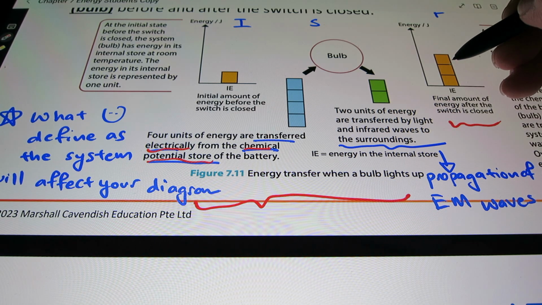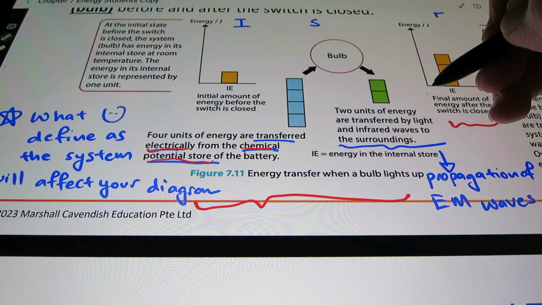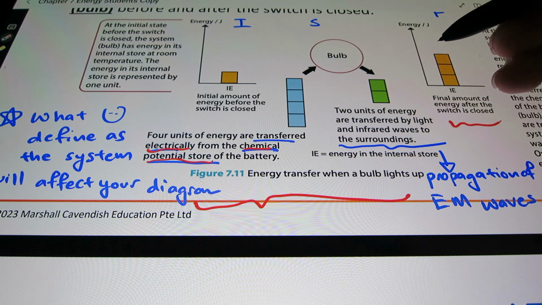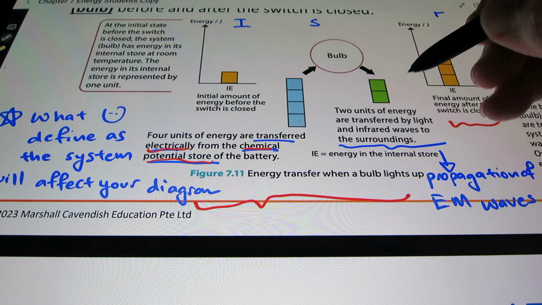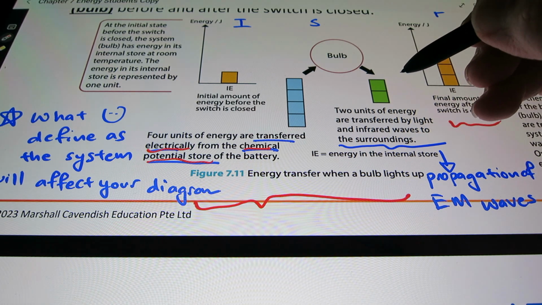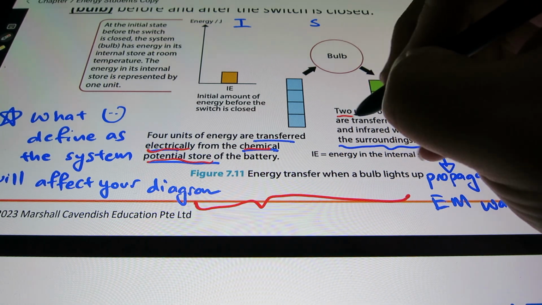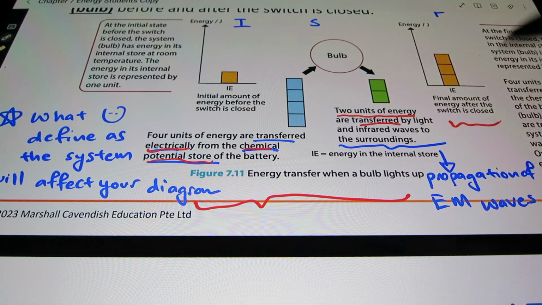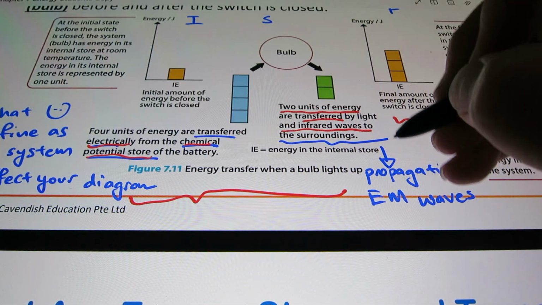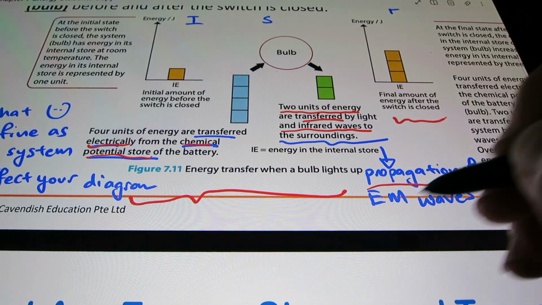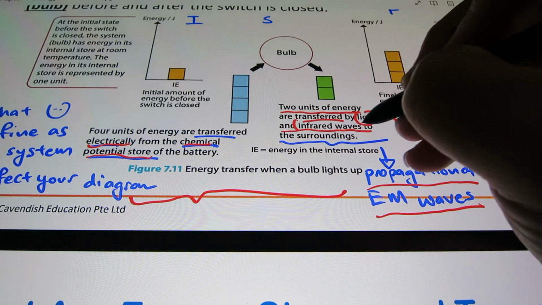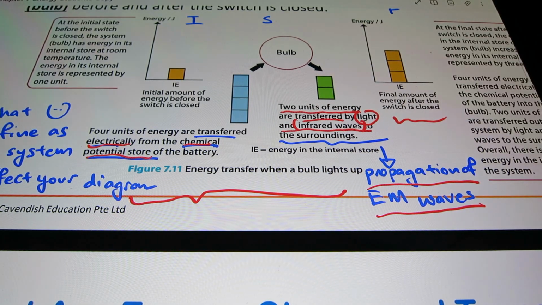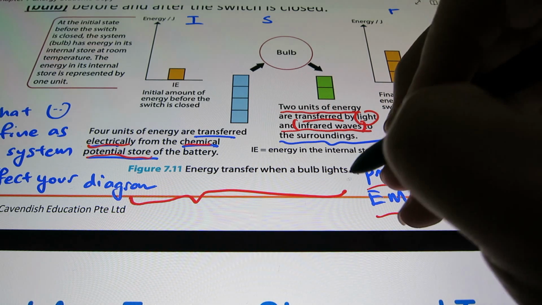But at the same time, you also know that light is being given out by the bulb, and you also know that the area surrounding the bulb, that means the air or the surroundings around the bulb, will also heat up because of the heating of the filament for it to glow. So I will say I have 2 units of energy transferred by light and infrared waves. Rather, I don't really like this phrasing because I want you all to use the phrasing that was used: via propagation of electromagnetic waves, via light, because light is emitted, and via infrared waves, because you feel the heat from the light bulb. So you should use this phrasing here.